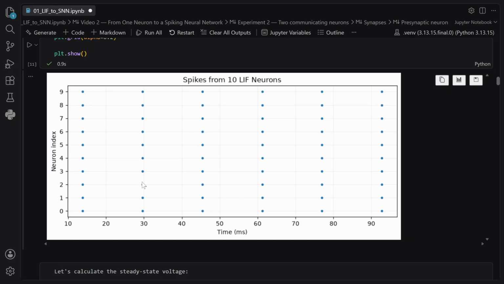And so now we have 10 neurons, but there's a problem. These neurons aren't talking to each other. They're independent, all of them getting constant input, and all of them spiking independent of each other.